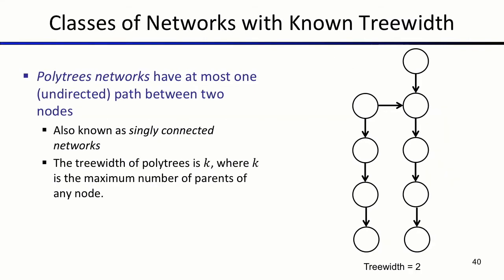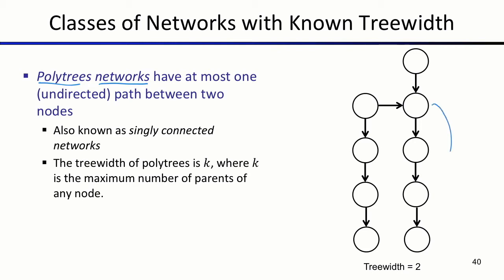So it's interesting to try to identify some classes of networks where we can easily compute the tree width. And one of those classes is called the polytree networks. The polytree networks are defined as the networks where we have at most one indirect path between every 2 nodes in the network. So when we do this, we are eliminating possible loops in the network.